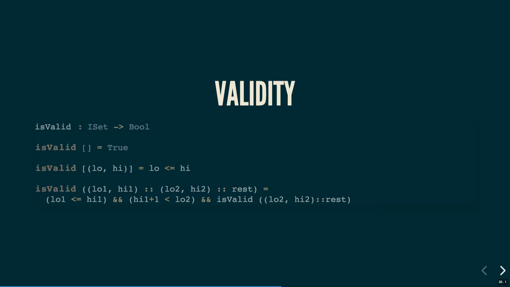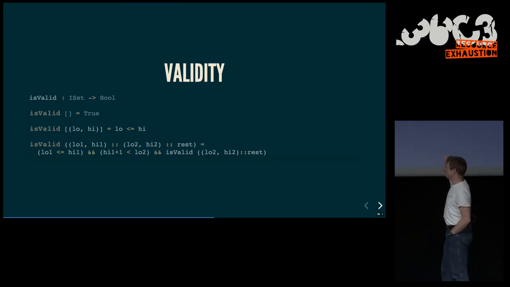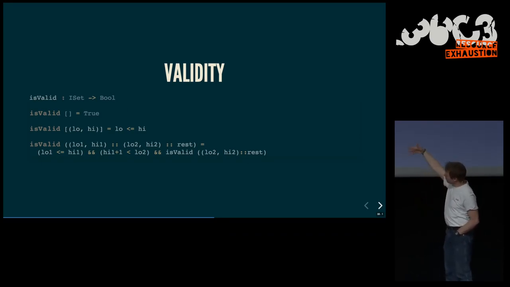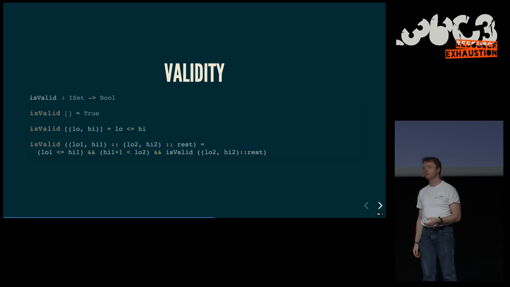We want them to be disjoint, and we also want them to be ordered so we can have efficient operations for certain things, right? And so let's go through this. There's an isValid function that just tells you whether that interval set is valid or not. It says, well, there are three different cases here, which is why there are three different equations. The first equation says, the empty interval set, the empty brackets mean the empty list. So if the list representing the interval set is empty, then we're going to say true.